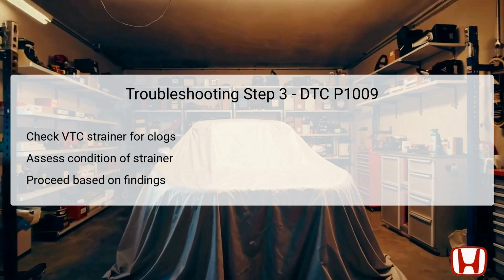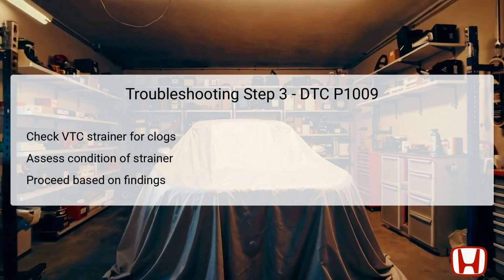The next critical step is to examine the VTC strainer for any signs of clogging or contamination. A clogged strainer can restrict oil flow, impeding the performance of the VTC system. If the strainer is found to be clogged, it must be cleaned thoroughly to restore proper oil flow.